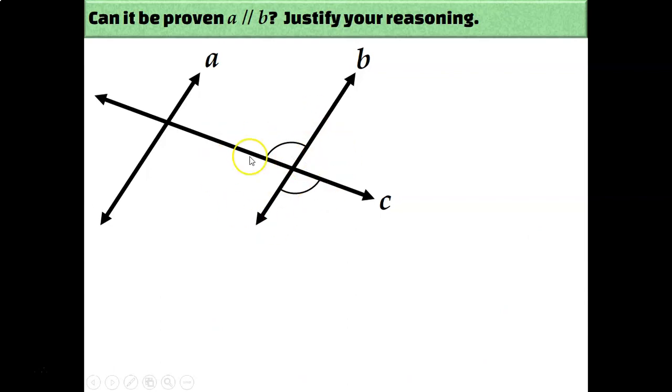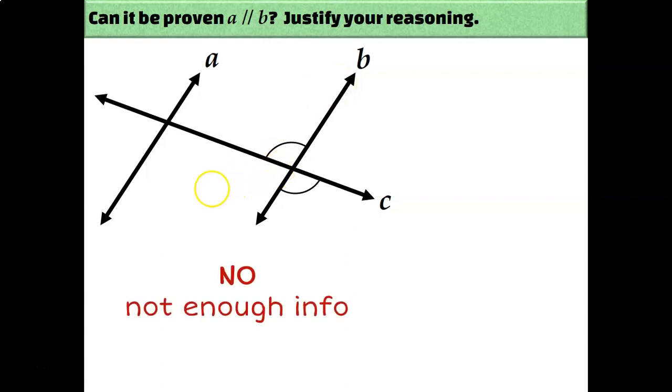What kind of angles are we given this time? Well, aren't these just vertical angles? Because they're non-adjacent angles created by the intersection of two lines. So these are, of course, congruent by the vertical angles congruence theorem, but is that enough information to show that line A and line B are parallel?